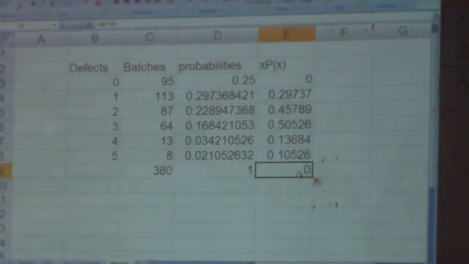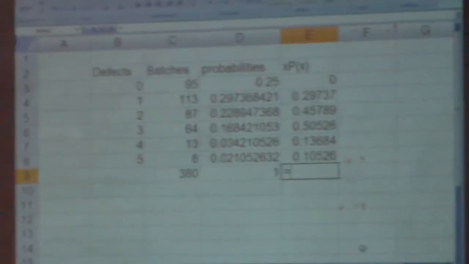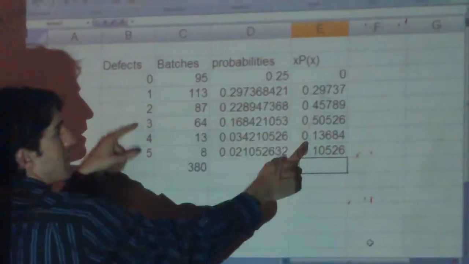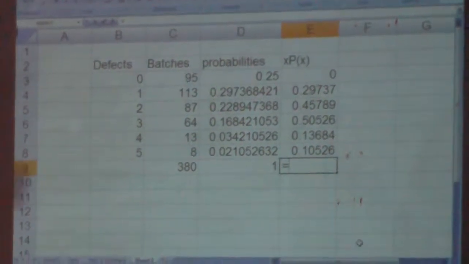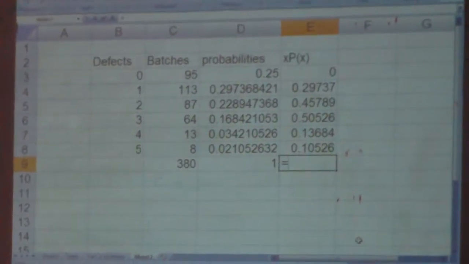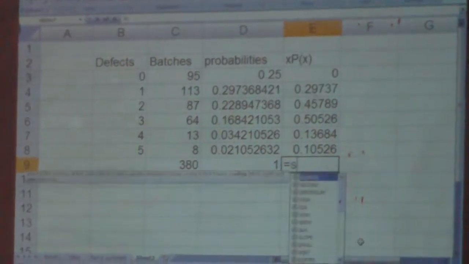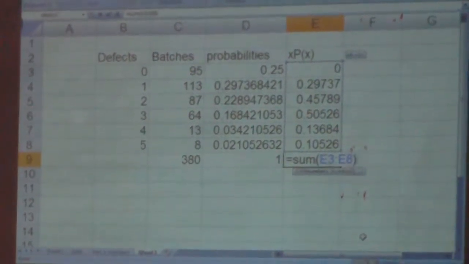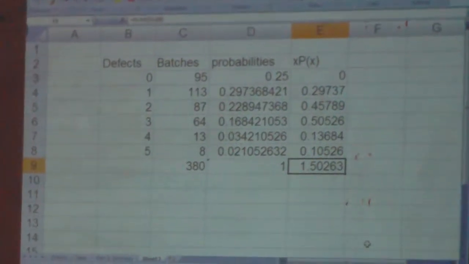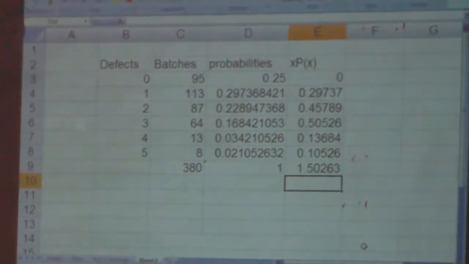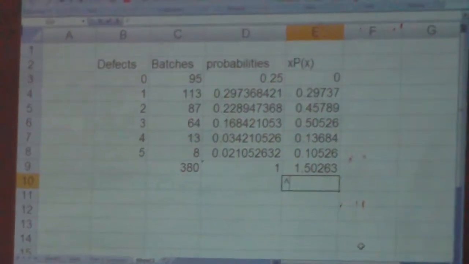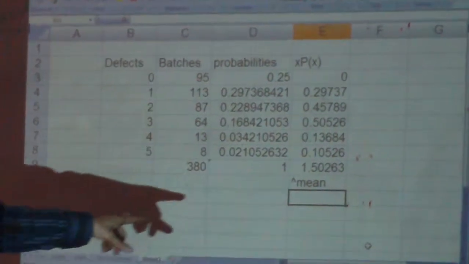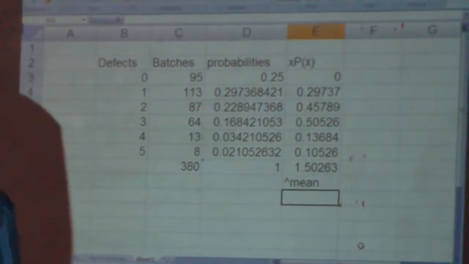You just have to key in the whole formula. So this is actually the product of the number of defects and the probability of having that defect for each one of those. And what we want to do, of course, is add all those up. And so this is actually going to be the mean. So that's the mean value right there, 1.5063.